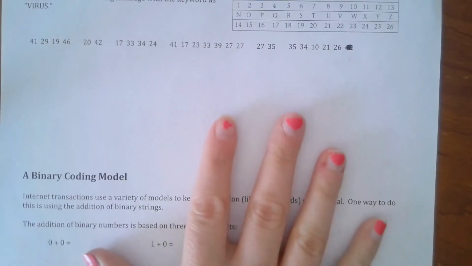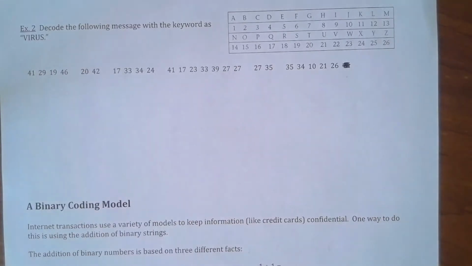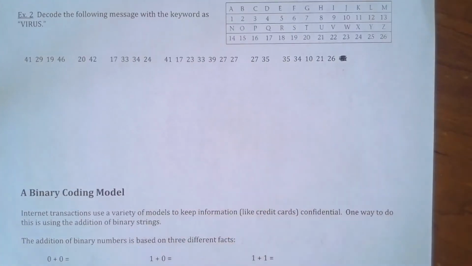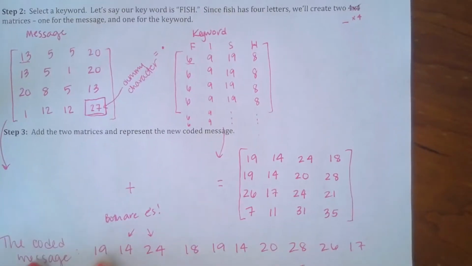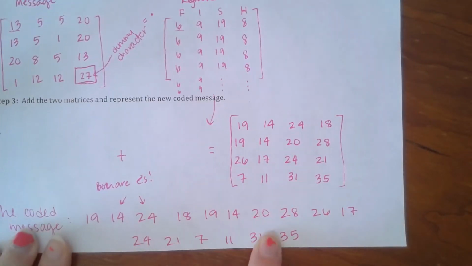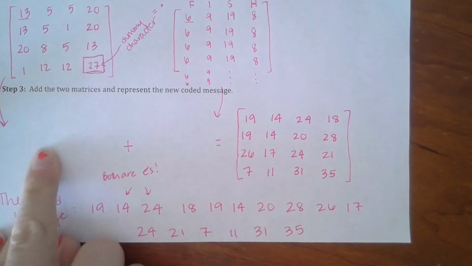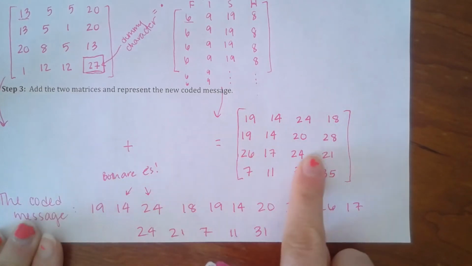So let's say that you are that person. Let's say that you do end up having a coded message that you need to decode. And so this is the message that you're getting from someone, and you do end up getting a keyword, and your keyword in this case is going to be virus. And so if I was trying to decode this message, we would do exactly the opposite of what we just did. So what we resulted in is this coded message here. How we got that is we added the message and the keyword together to get this resulting matrix.